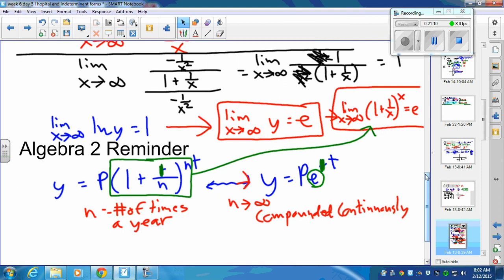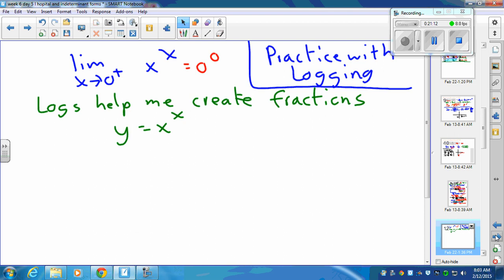So let's just set up the next problem. Okay. It's going to be this one. Limit as x goes to 0 from the right of x to the x, which is 0 to the 0. And again, we're going to practice this logging idea on the next video. So write this one down, start the new video, and we'll be analyzing it.